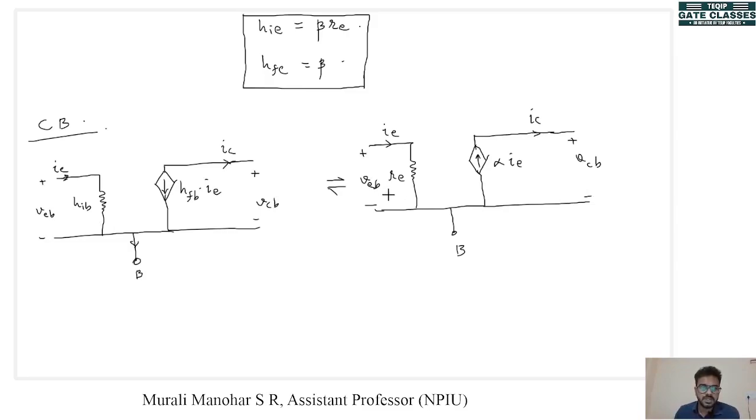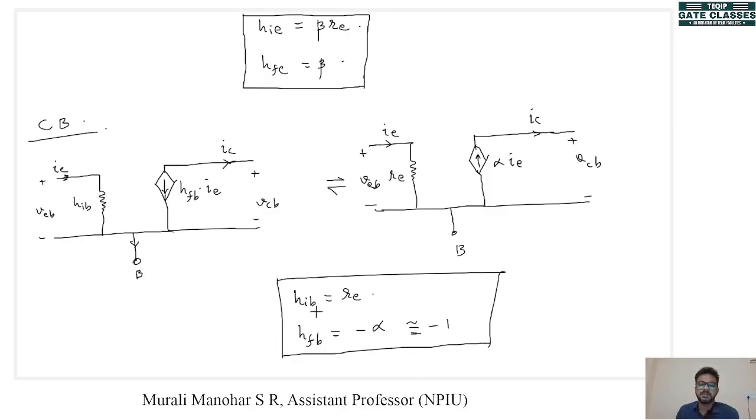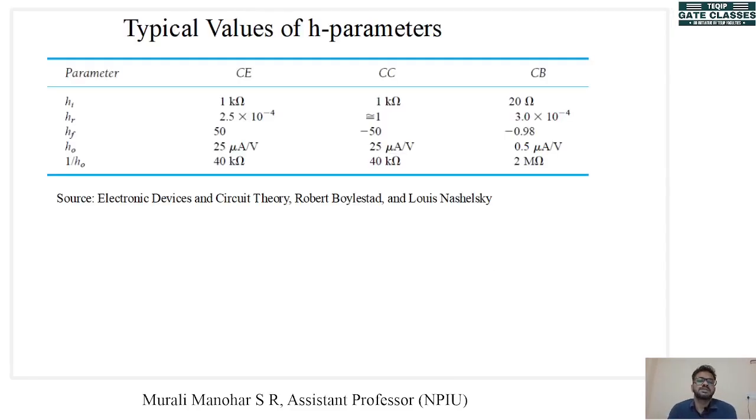Now if we compare these two, we can see that HIB is equal to RE and HFB is equal to minus alpha, because the directions are different. And we know that alpha is almost equal to 1, so HFB is almost equal to minus 1. So this is the relationship between H parameters and RE parameters in common base configuration. Now let's see some typical values of H parameters.